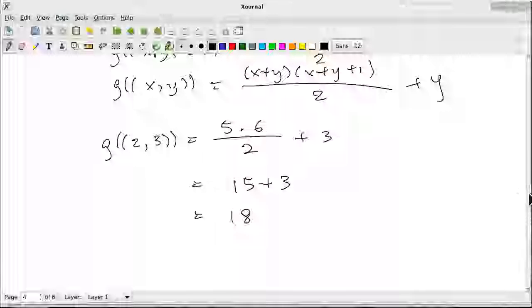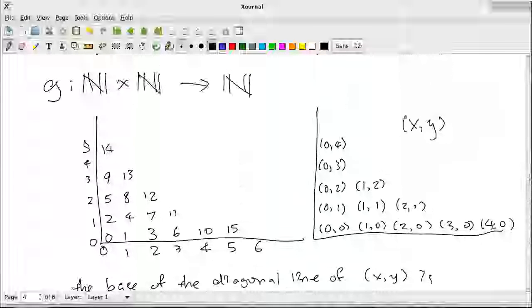Well, let's go back and extend our picture here a little bit. 15, 16, 17, and we got 18 here. Well, is that 18 really corresponding to the coordinate of 2, 3? X is 2, y is 3. So it does work. Is that okay? Kind of cool.